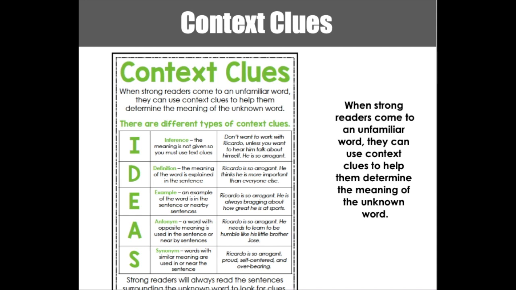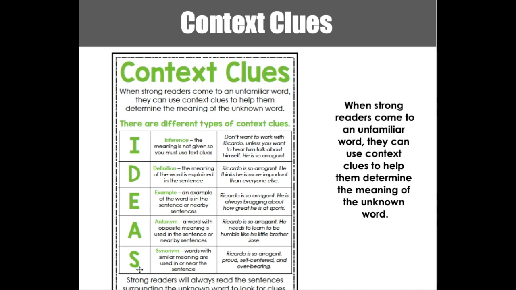When strong readers come to an unfamiliar word, they can use context clues to help them determine the meaning of the unknown word. This anchor chart will help us identify unknown words and show us 5 different ways that we can identify the unknown words. Let's look at this sheet and what we're going to be doing this week. So this sheet here, this context clues, is our anchor chart, and it shows you the 5 different ways that we can identify our unknown words, and we will be using this all week while we move through our context clues.